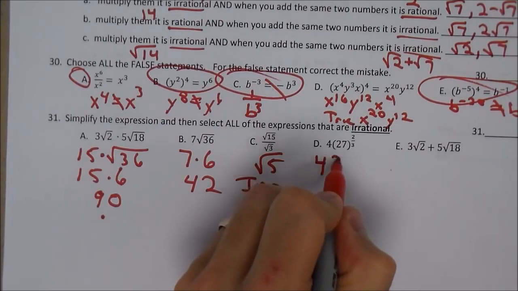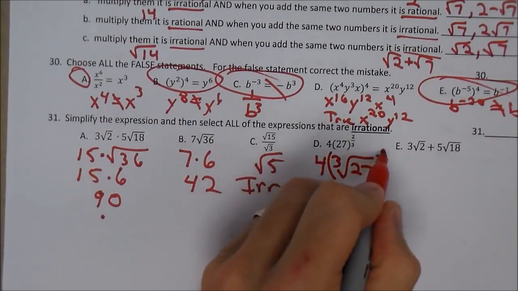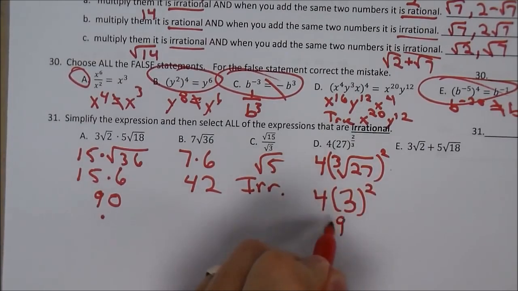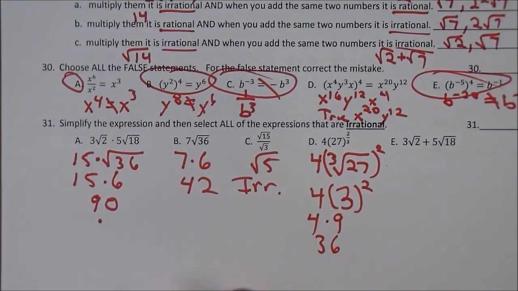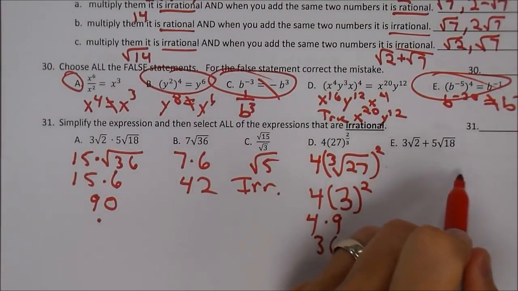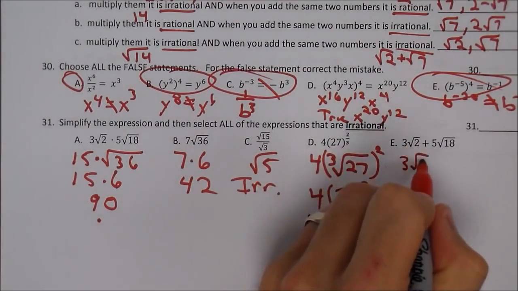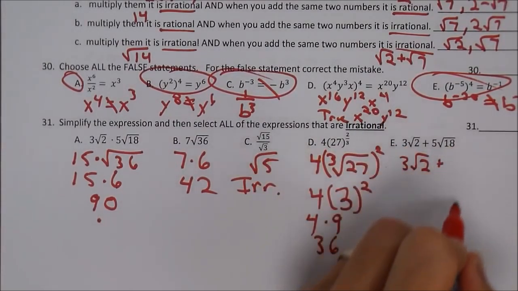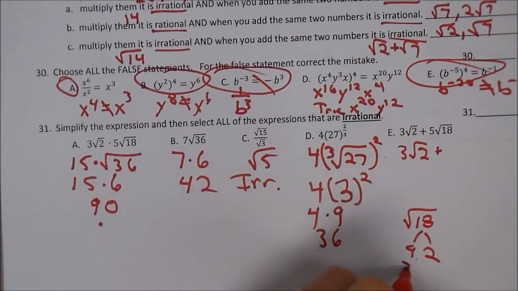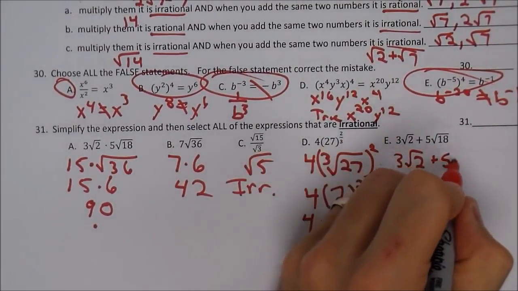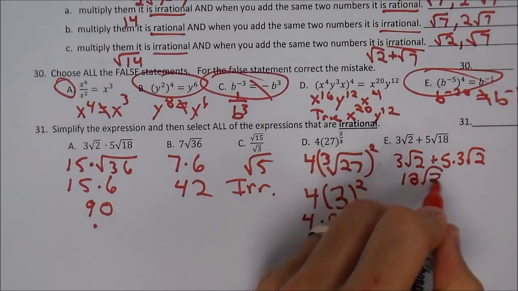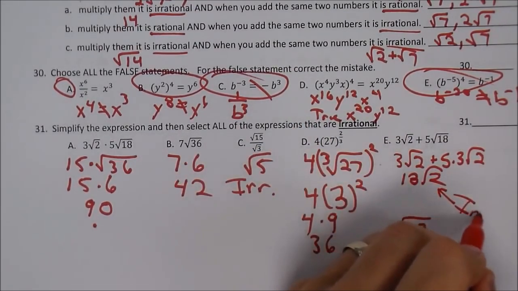4 times, I'm going to write this as the cube root of 27 squared. The cube root of 27 is 3. 3 squared is 9, so I get 36, and that is a rational number, or not irrational. The last one here, I can't really combine these two. I guess I could go like 3 root 2 and make this a, let's see, root 18 is 9 times 2, so that's 3 root 2. So I could go 5 times 3 root 2, make it 15 and 8, 3 is 18 root 2, but that is just going to stay as irrational.